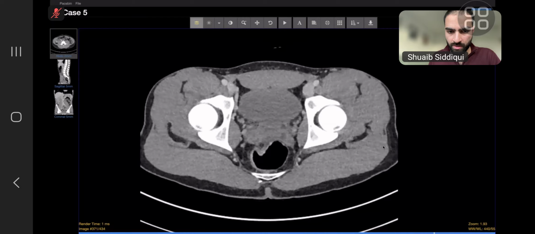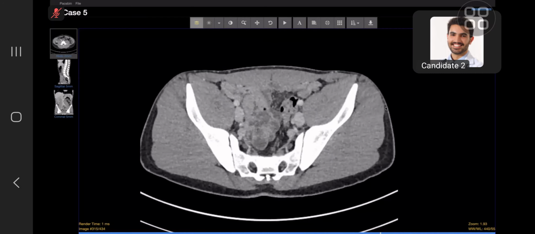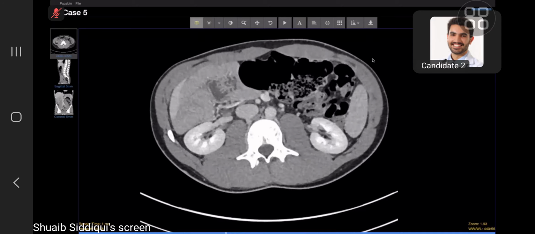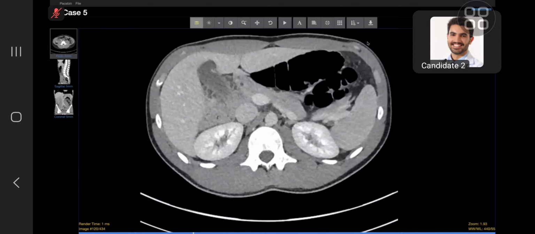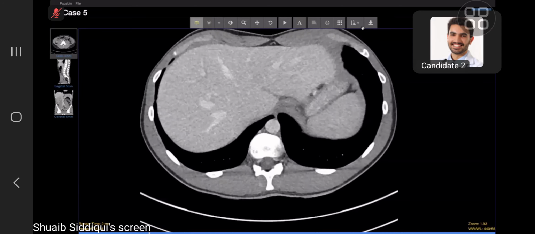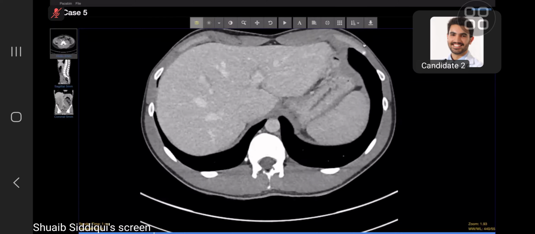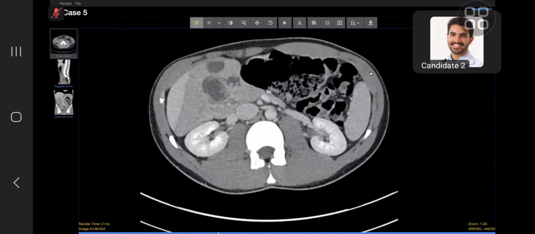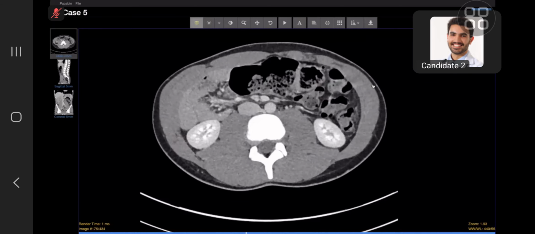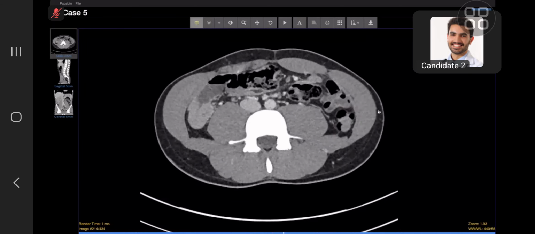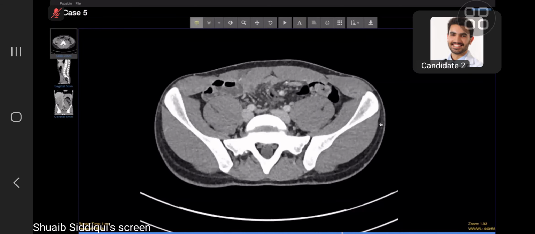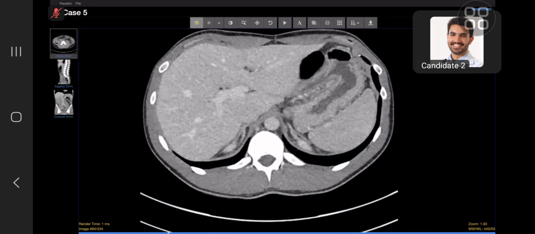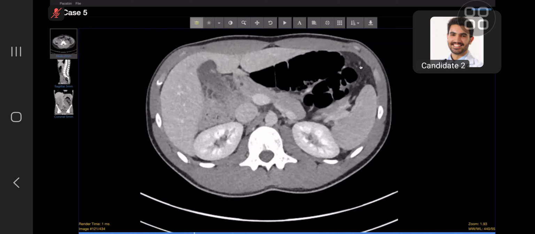Okay, start talking. So this is a contrasted abdomen and pelvis CT scan, axial cuts in the portovenous phase. Currently, we are at the level of the upper abdomen. I'm trying to see where is the abnormality. Can you focus on the right upper quadrant, please? Yes, this region. Okay, so the liver is unremarkable.